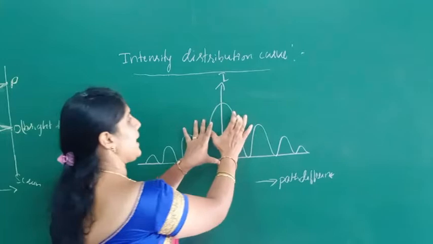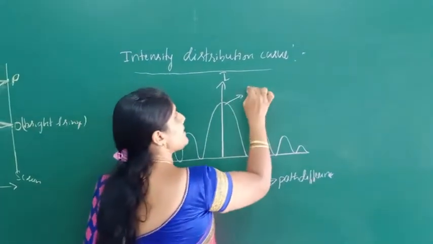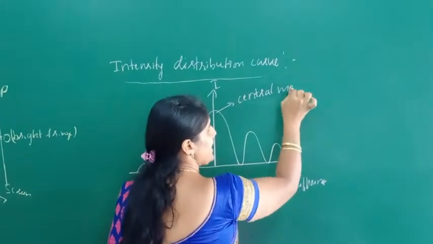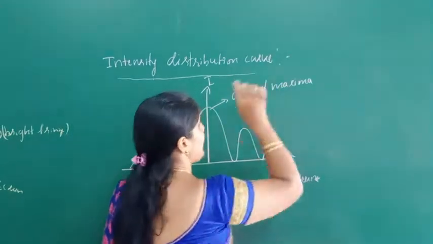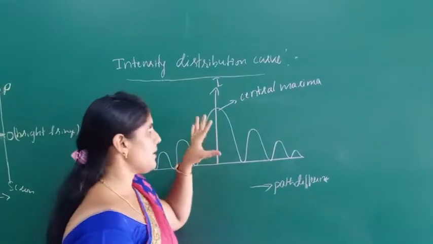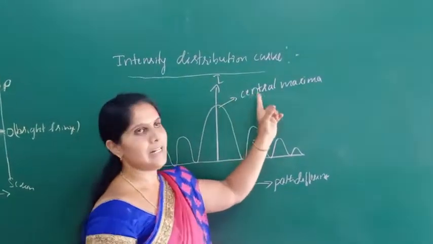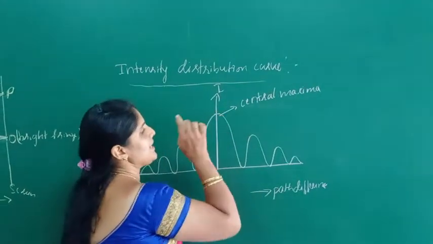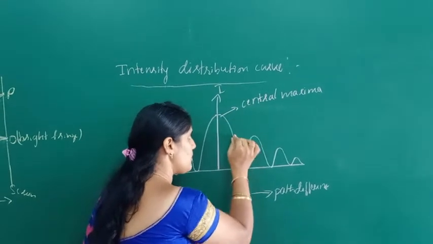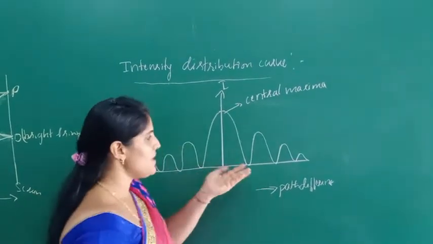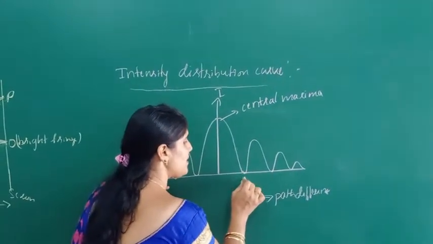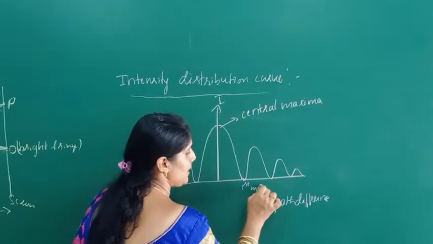This central bright band is known as central maxima, or principal maxima. At this position, constructive interference takes place, so we get a bright band, which is called central maxima. At central maxima, intensity is maximum. After this, the intensity decreases and reaches 0, that means minimum. This minimum point is called the first minima.